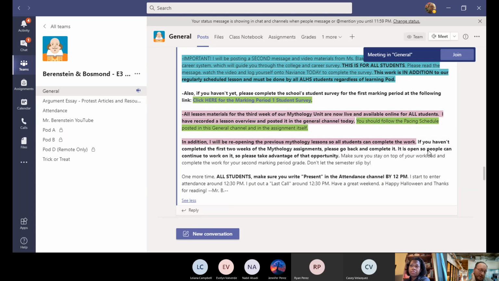Mythology lessons: I believe I unlocked the first week. The second week, the first part of Oedipus Rex may be closed again, but I'll go in and reopen it so that people can finish it. A lot of people are behind on that, so make sure you're taking it in stride, and that you're doing part one first and not skipping part two, because if you skip it, you might get a little confused.